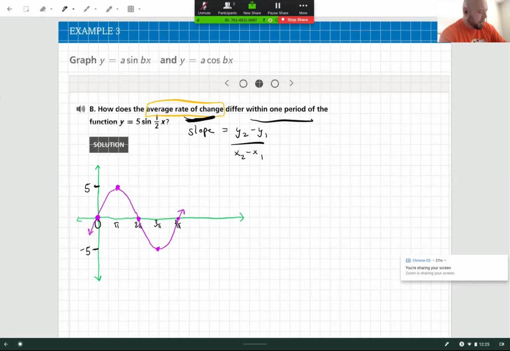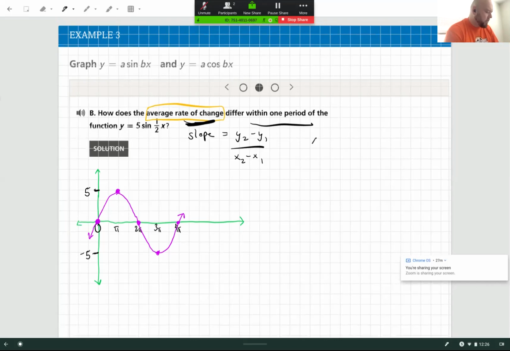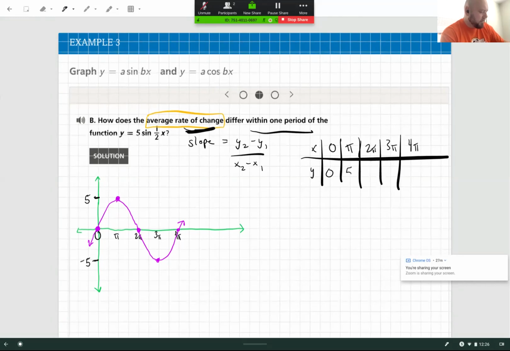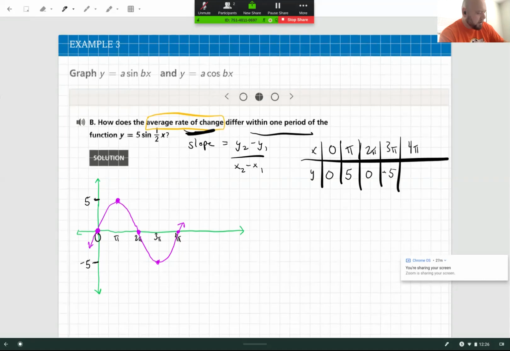So I think it would be helpful if we made a table of values and we started at 0 and we just used our increments that you can see on the graph. Then we have pi, then we have 2 pi, 3 pi, and 4 pi. And we're going to plot the y values here. At 0, we have a y value of 0. At pi, we're at 5. At 2 pi, we're at 0. At 3 pi, we're at -5. And at 4 pi, we're back at 0.